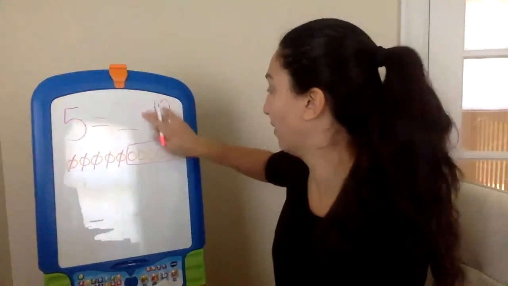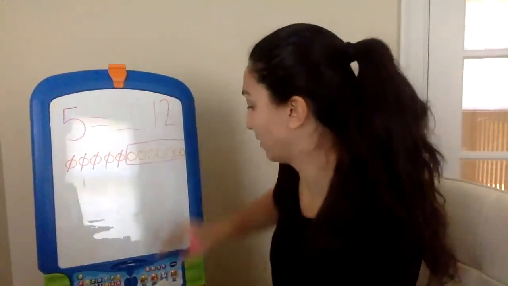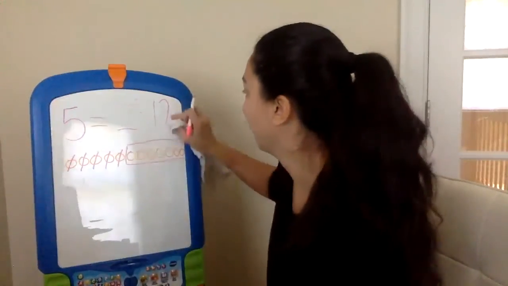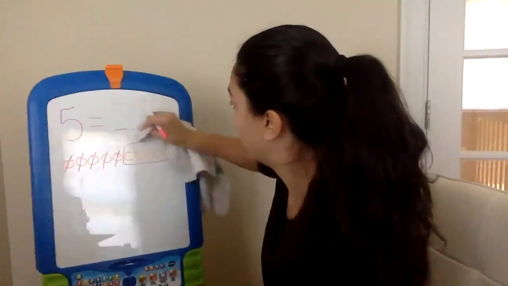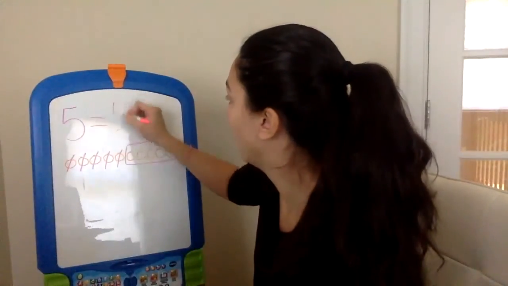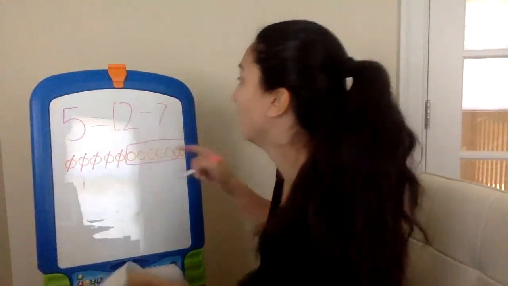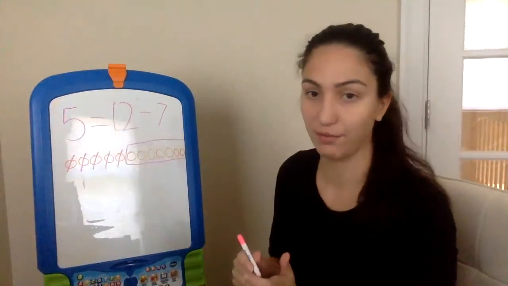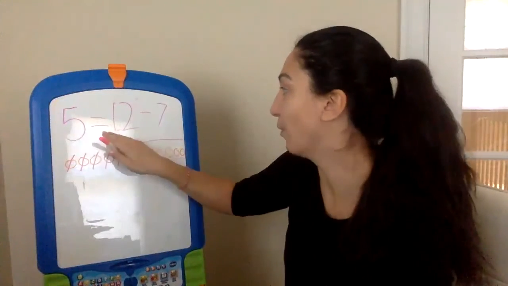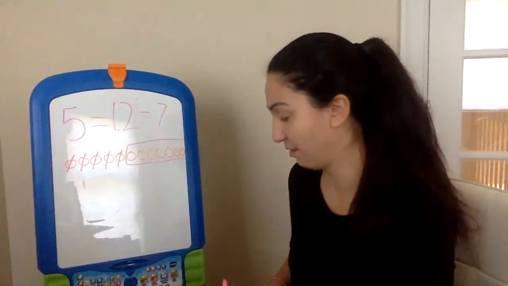So I actually have to flip these numbers around because it doesn't work like that. My 12 is going to go here. 12 minus 7 equals 5. So 5 equals 12 minus 7.